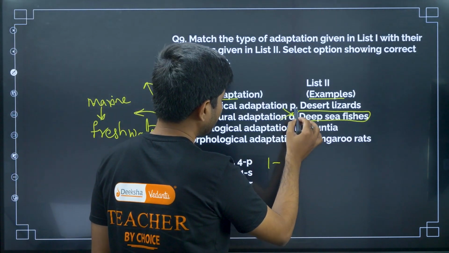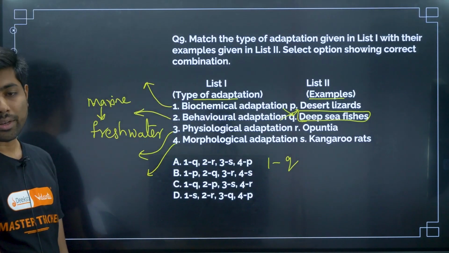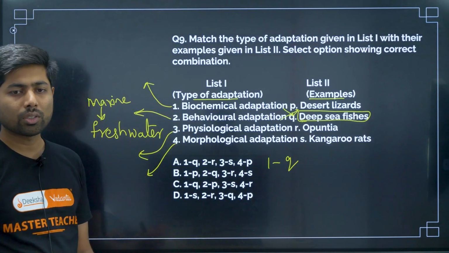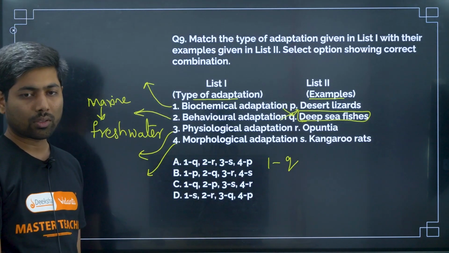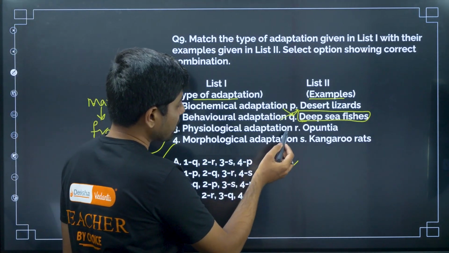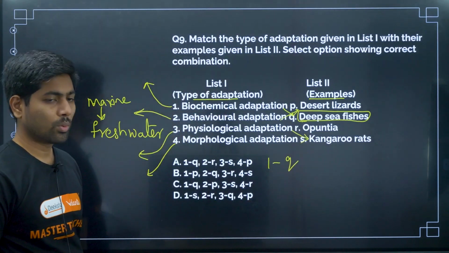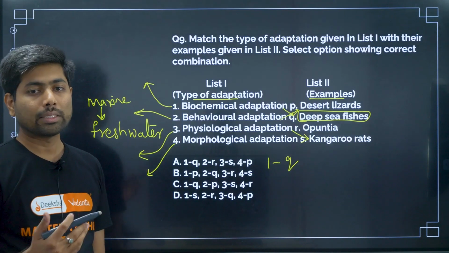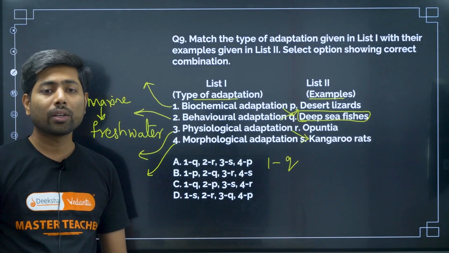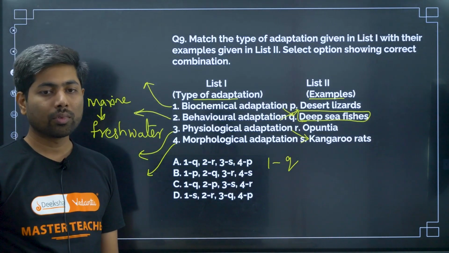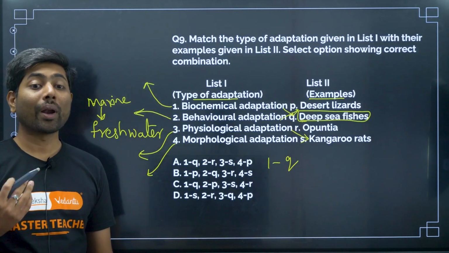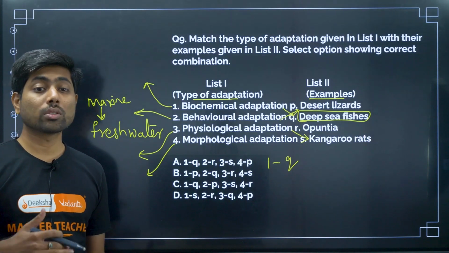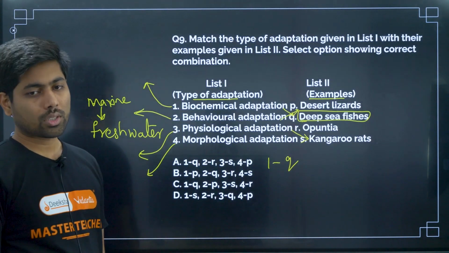Now behavioral changes, what do you see? You see it in desert lizards. If there is some unfavorable condition, they shift their place of living to another place. This is behavioral. Now physiological adaptations, where do you see? You see it in kangaroo rats, which are found in the desert regions. They do not get water for a long period of time. Therefore they start metabolizing, breaking down the fat in their body, and they start excreting concentrated urine. All these are physiological adaptations.